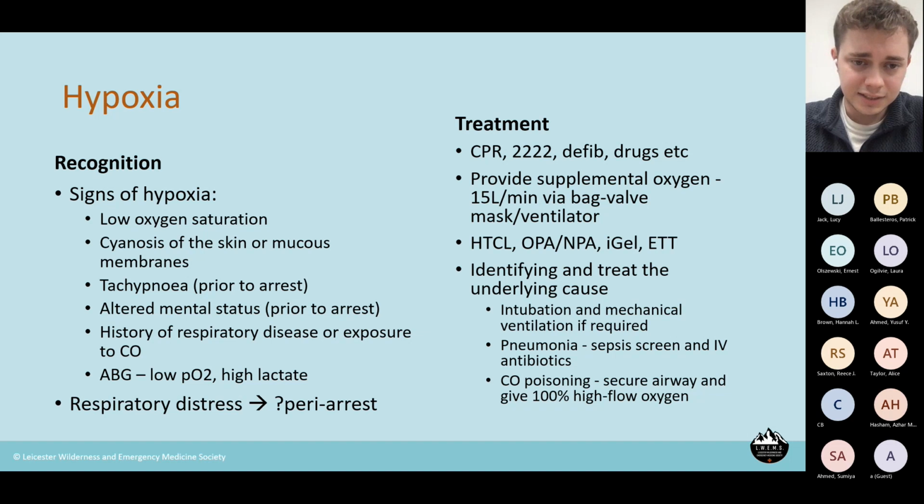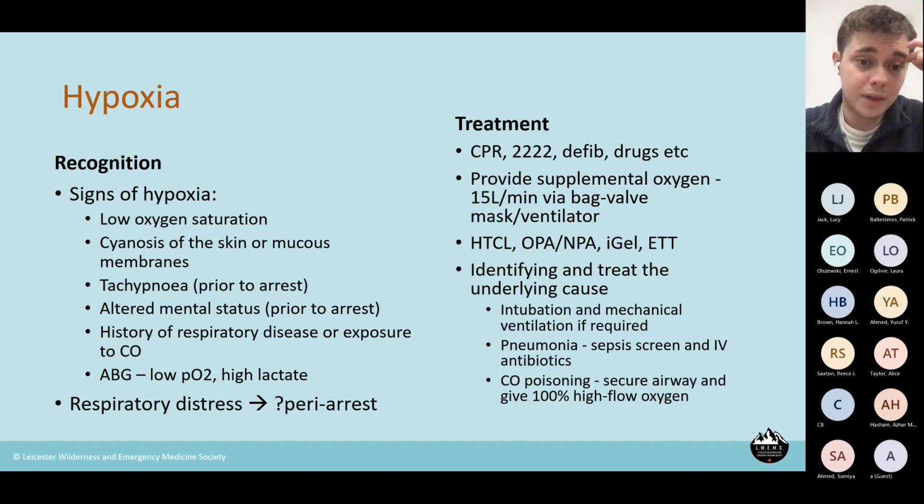To assist this, if you're using a bag valve mask, you do the head tilt chin lift at the same time. You might insert an oropharyngeal or nasopharyngeal airway to help as well. Or you can get an I-gel airway in place, a supraglottic airway, or eventually an ET tube, which is your definitive airway protection. And then you'd want to treat the underlying cause.